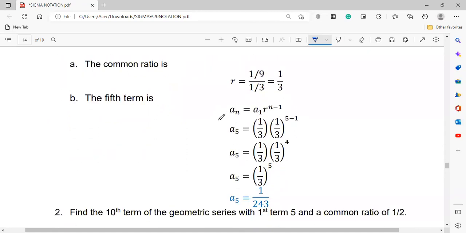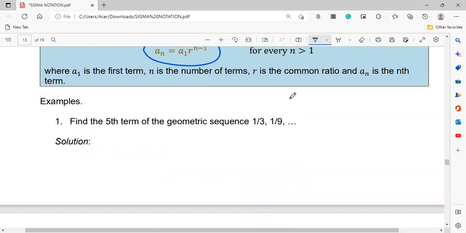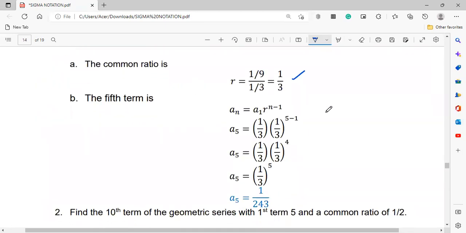So we notice here that the common ratio is the quotient of 1/9 and 1/3, which is 1/3. And so, since the first term is 1/3, multiply the first term 1/3 to the common ratio raised to, we're looking for the fifth term, so 5 minus 1, that must be raised to 4. With the rule of exponents, same base, add the exponents. So we have 1/3 raised to 5. Then the fifth term is 1 over 243.